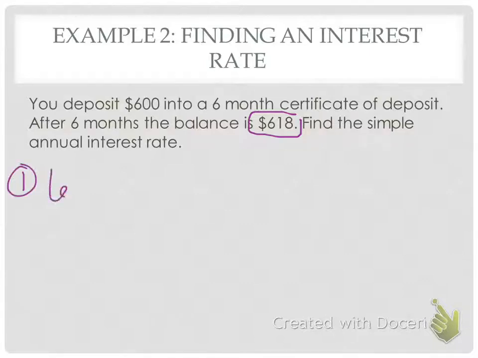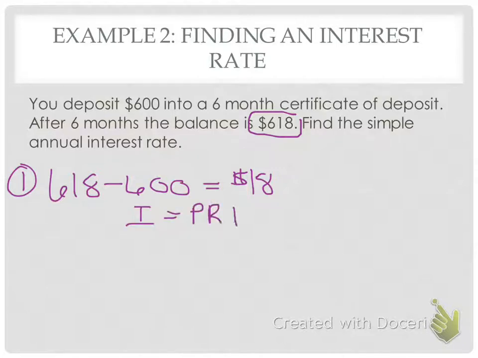So the first step is to figure out exactly how much interest you made. So you subtract the ending amount minus the beginning amount, and you get the amount in interest. The reason you have to do this is because you can only have one variable in the formula. You can't solve something where you don't know the interest and you don't know the rate. There can only be one unknown variable, and they've asked us to solve for rate. So now I'm going to plug it into my formula, I equals PRT. Now my interest is $18, so I fill the 18 in for I. My principal amount was the $600.